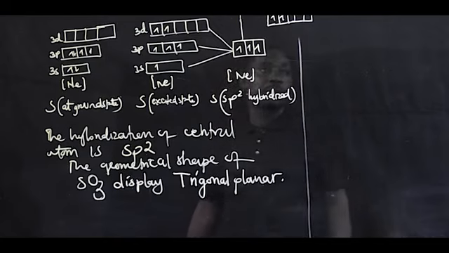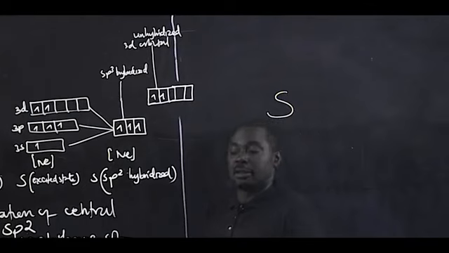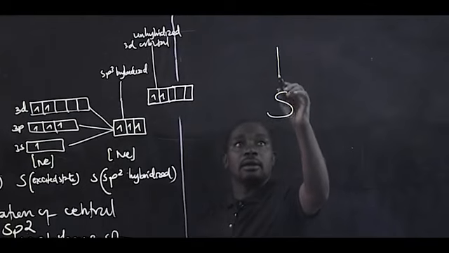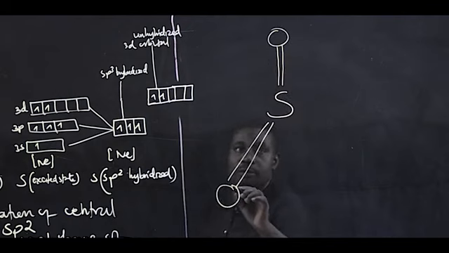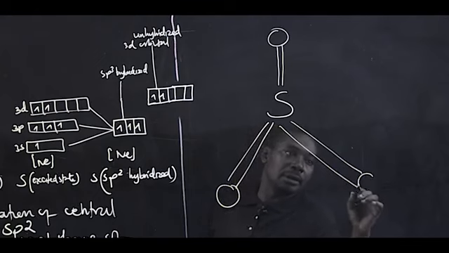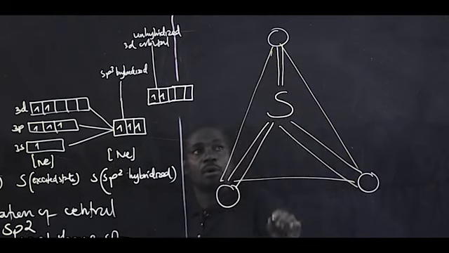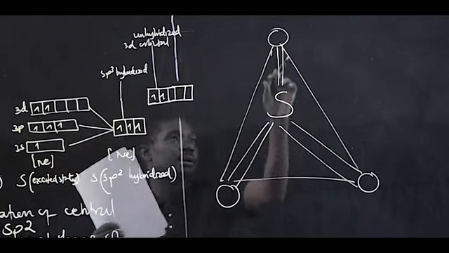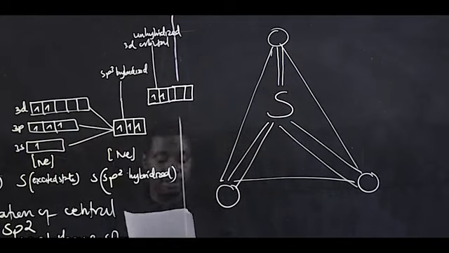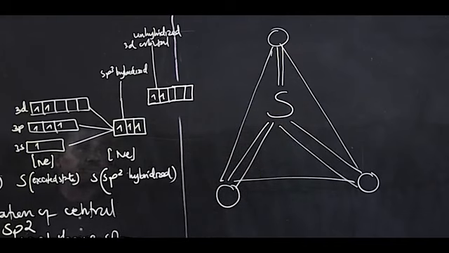That triangular planar shape has a central atom, sulfur, bonded to 3 atoms of oxygen, and the result is the formation of a trigonal planar shape, or sometimes known as triangular planar. So this is the geometrical shape of sulfur trioxide, and all 3 double bonds have an equal extent of repulsion, and the result is a bond angle of 120.